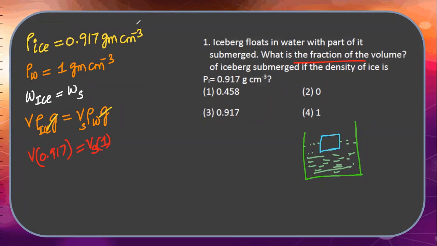Therefore, they have asked to calculate the fraction of the submerged part. Vs divided by V is equal to 0.917. The fraction of the submerged part will be equal to 0.917. This option is correct. Then once again I'll repeat.